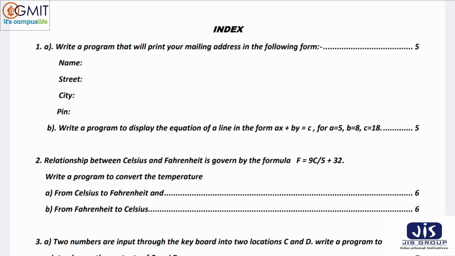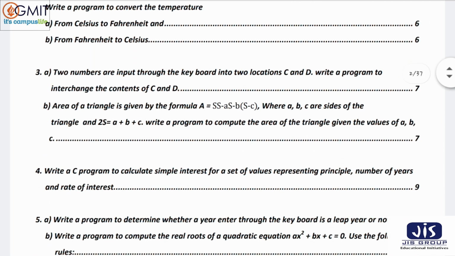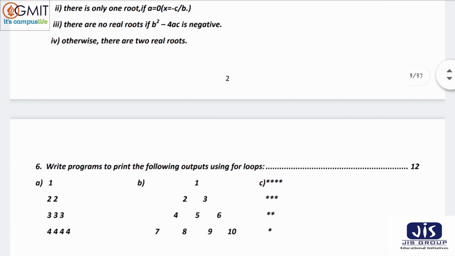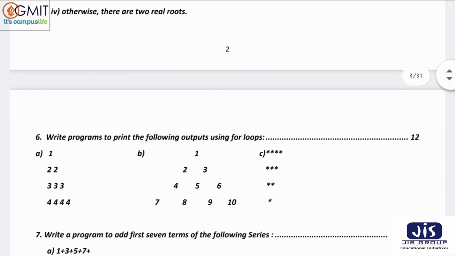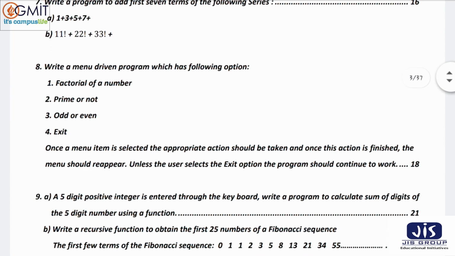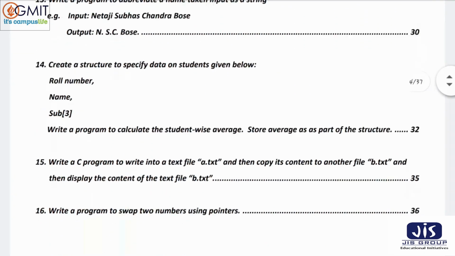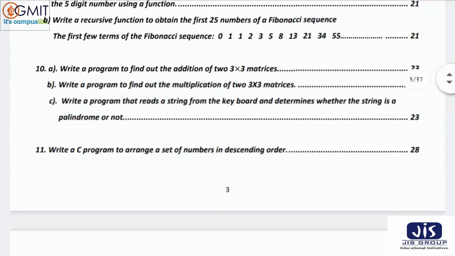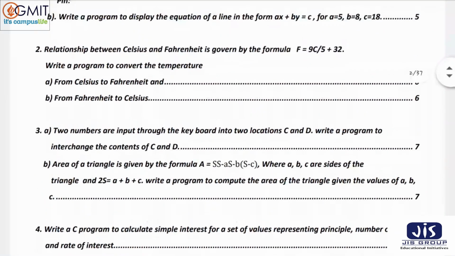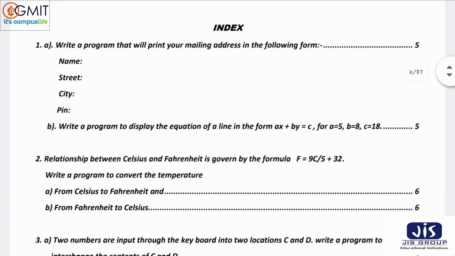After that you have to put the index like this. You can see here, this is the index, and there should be a page number at the bottom of every page. Yes, you can see there are 16 programs. After the index page you can start one by one.